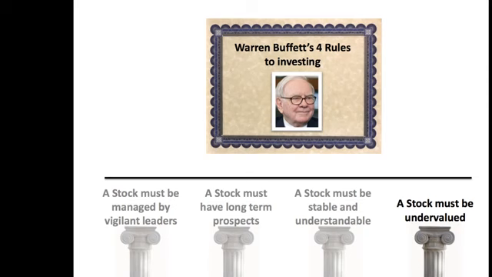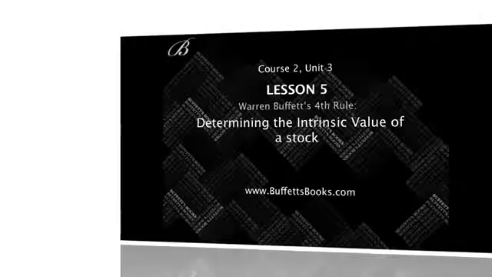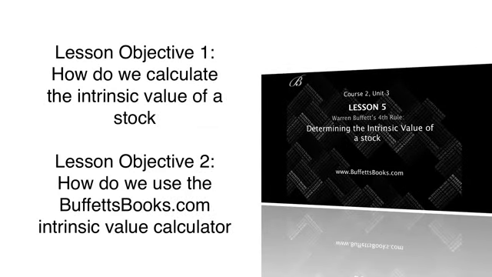But when we finally made it to the 4th rule, which is the really important one, whether the stock is undervalued, unfortunately for Disney in this case, it was overvalued and it didn't check out on that 4th rule. So if we were exercising Warren Buffett's rules, we would not be buying any shares of the Walt Disney Company because it didn't pass that final rule. So this concludes Course 2, Unit 3, Lesson 5, Warren Buffett's 4th rule, determining the intrinsic value of a stock. We learned how to calculate the intrinsic value of a stock, and then we also learned how to use the buffettsbooks.com intrinsic value calculator.